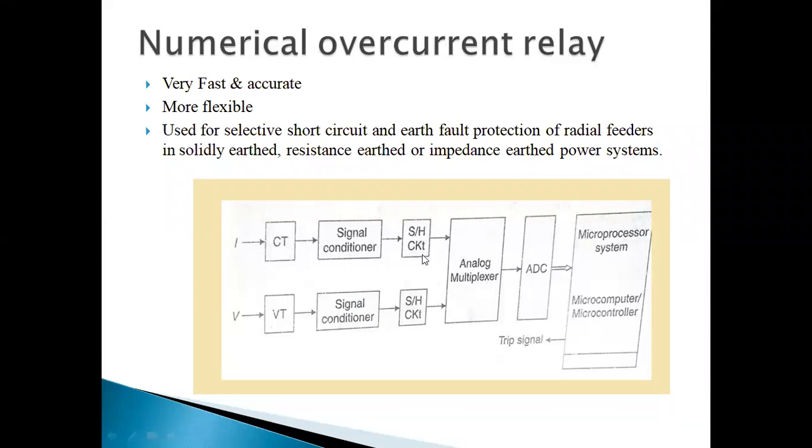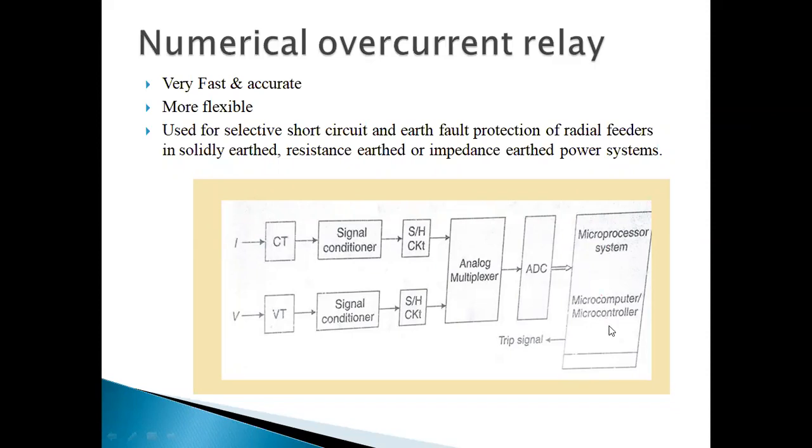Then this is the SH circuit. SH circuit means it is called the sampling and hold circuit. Then its output, that signal, is sampled here. Then it is given to the analog multiplexer, then to the analog to digital converter, and to the microprocessor system.